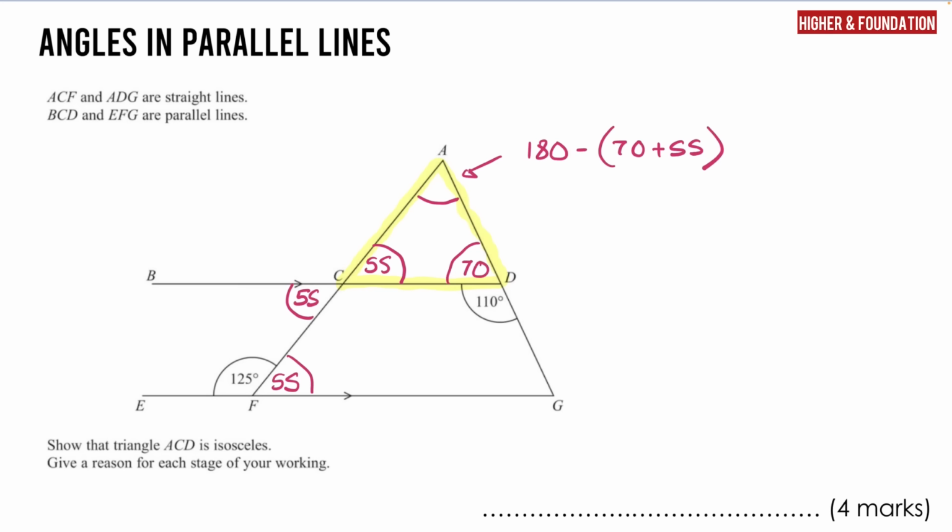Again, I'm just going to type that in on my calculator. 70 plus 55, take it away from 180, and that equals 55 degrees. So this is an isosceles triangle. Again, it did say show reasons for each stage of your working. So this one here, we had co-interior angles.